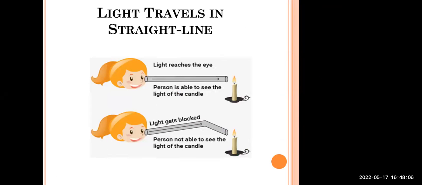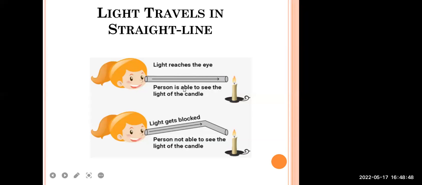Now there are some characteristics of light which we are going to see. The first characteristic is that light travels in a straight line. This is one of the characteristics of light. For this we are going to do a simple experiment. There is one straw through which you can see a candle. The candle is lighted, and the person at the other end of the straw can see the flame because the straw is in a straight position.